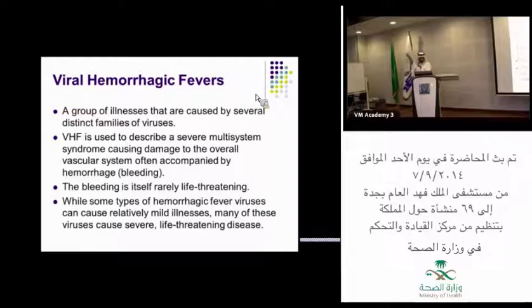So viral hemorrhagic fevers are a group of illnesses that are caused by a distinct group of viruses, several of them. And it is used to describe severe multisystem disease, where you have damage of the vascular system, often leading to bleeding manifestations. So you have an acute illness with bleeding manifestations. But bleeding is not a must to diagnose viral hemorrhagic fever.